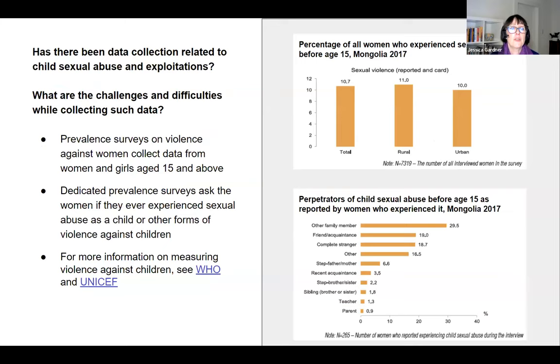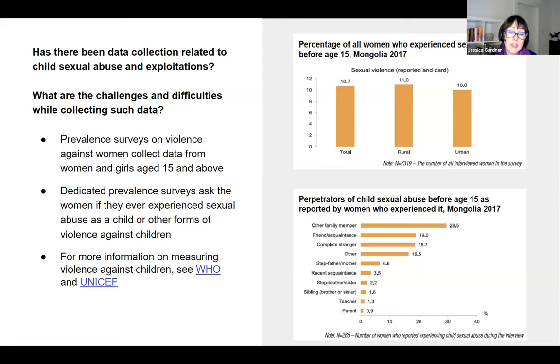Christy asked if there has been data collected on child sexual abuse and exploitation, and what are the challenges and difficulties with collecting such data. Certainly a very challenging area of measurement. I'm by no means an expert in this space, and I've put some links to WHO and UNICEF where you can find more information. But the prevalence surveys that measure violence against women collect data from women and girls age 15 and above. So there's some data on young girls, girls aged below 18, but usually in the sample, that's a small number. So there are limitations on what we can get from those data sources.